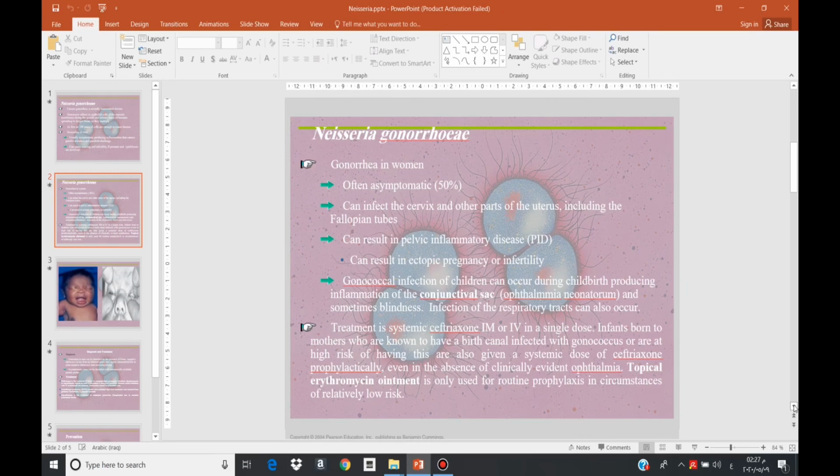In general, the treatment of the ophthalmia neonatorum is to give systemic ceftriaxone IM or IV, and sometimes ceftriaxone given as a single dose as a prophylactic dose. in general طبعا أو فد رول يمشي بالمستشفيات إنه كل بيبي with normal vaginal delivery راح يعطوه topical erythromycin ointment as a prophylactic drug.